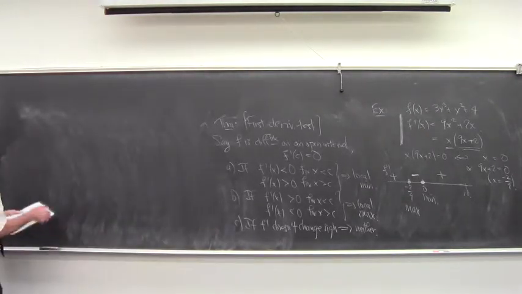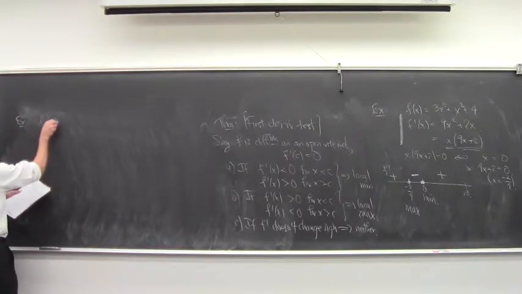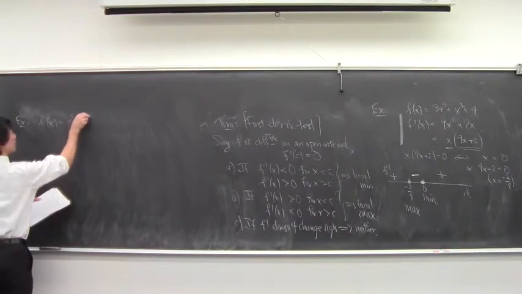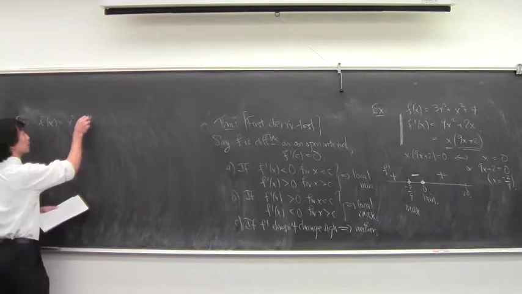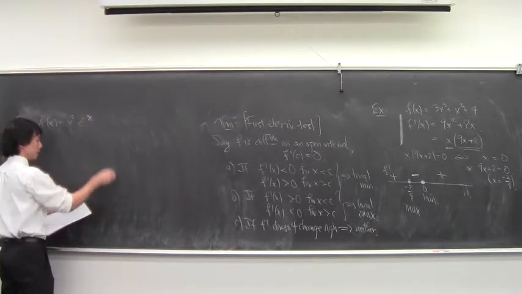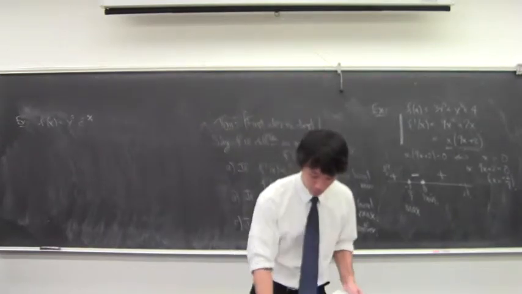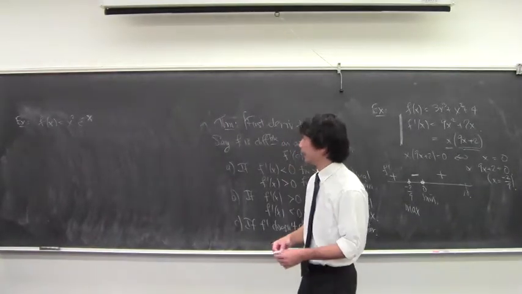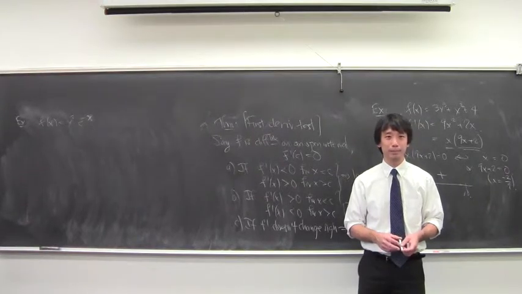Okay, last one. Last example. f of x is x squared e to the minus x. So, a slightly trickier one. Let's see if you can do it using your knowledge from before. Take 1 minute and see what you can get out of it.